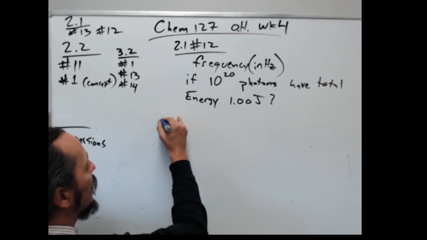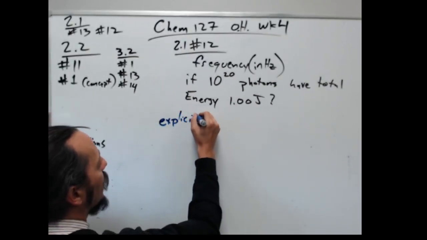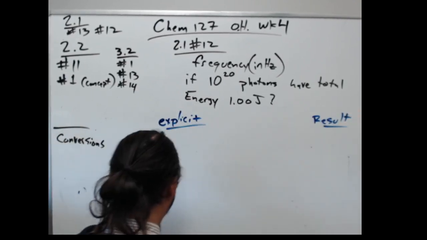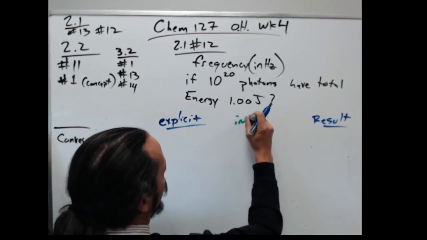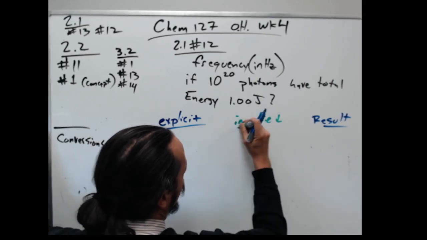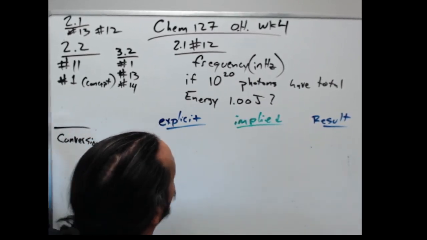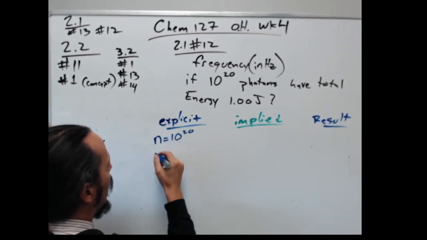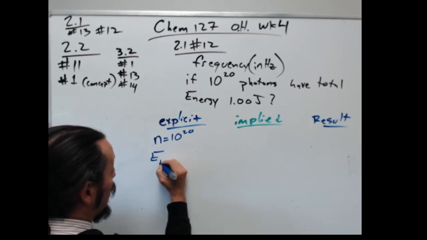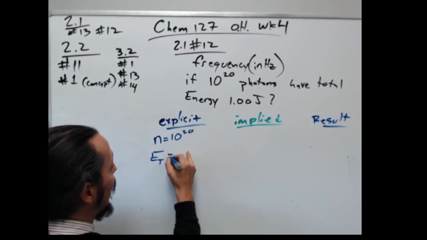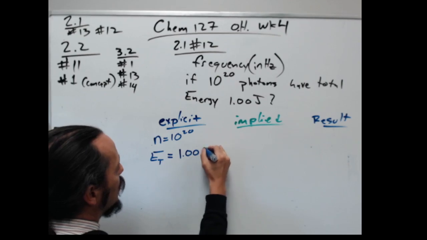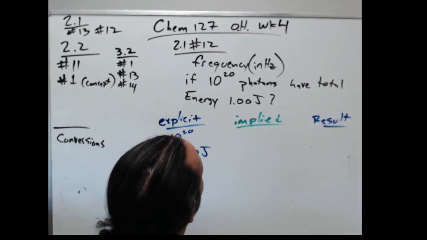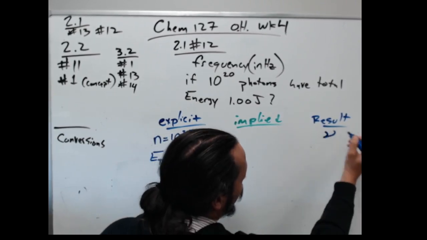Okay, so I'm going to do my typical thing. We're going to look at the explicit information, and we're going to look at the result we want to get, and then we have to figure out the implied information. The explicit information is I've got a number of photons, 10 to the 20, and a total energy of all of those photons together of 1.00 joules. And I want a result that's frequency.